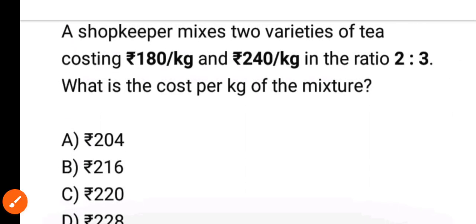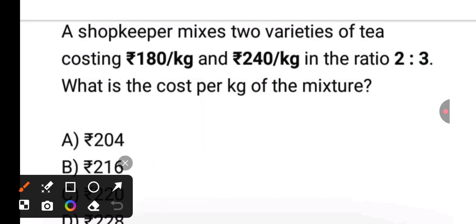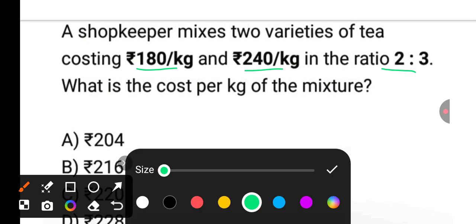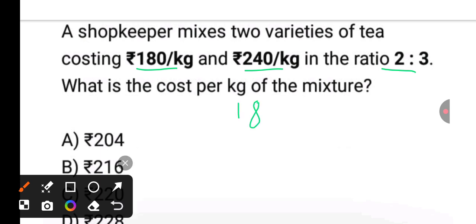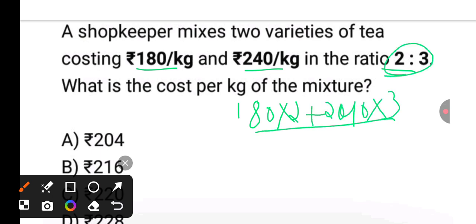Next, a shopkeeper mixed two varieties. One is 180, another is 240, in the ratio of 2:3. What is the cost per kg of the mixture? See, it is 180 into 2 plus 240 into 3, divided by the total ratio, which is 5. If we solve, you will get the answer.